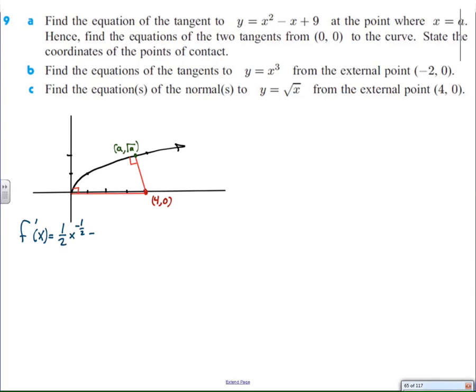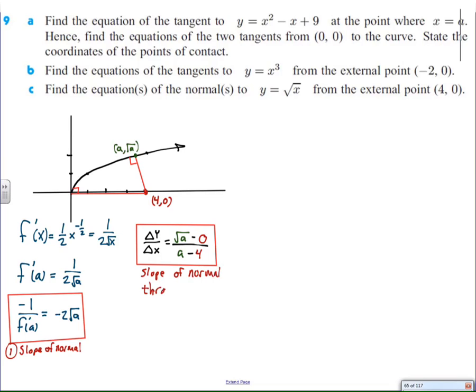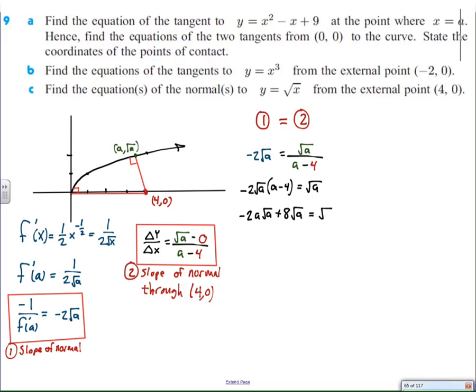Finally, same kind of problem for part C. The only difference is we're going to work with normals, not tangents, so we just have to take the opposite reciprocal of whatever slope we got. So instead of 1 over 2 square root of a, I'm going to say negative 2 square root of a, and that's going to be the slope of the normal that I'm looking for. As before, we can find slope using change in y over change in x, and as before, we set the slopes equal to one another, which requires a slightly more sophisticated algebra approach, but it's not that bad.